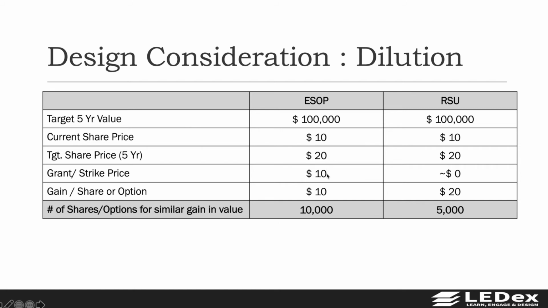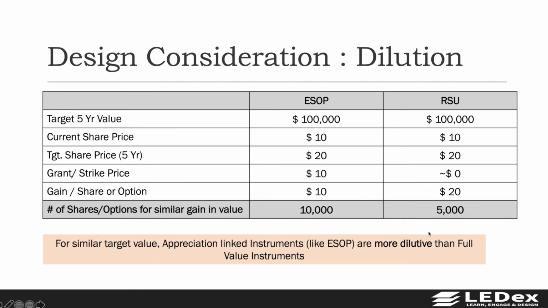So 100,000 divided by 10 becomes 10,000 shares. Whereas in the full value instrument, 100,000 is divided by 20, because the strike price was 0, and as a result 20 minus 0 is the gain that the individual got. And 100,000 divided by 20 is 5,000 shares. So for a similar target value, an appreciation linked instrument like an ESOP would definitely be more dilutive than a full value instrument like an RSU.